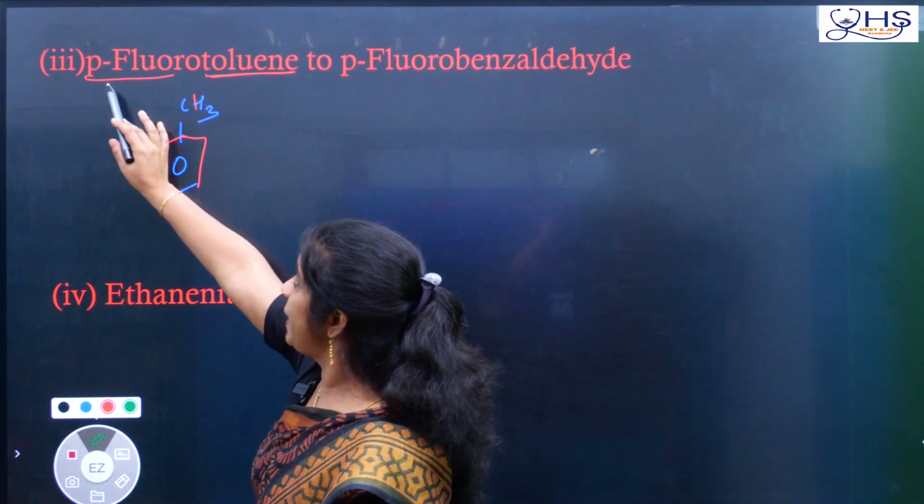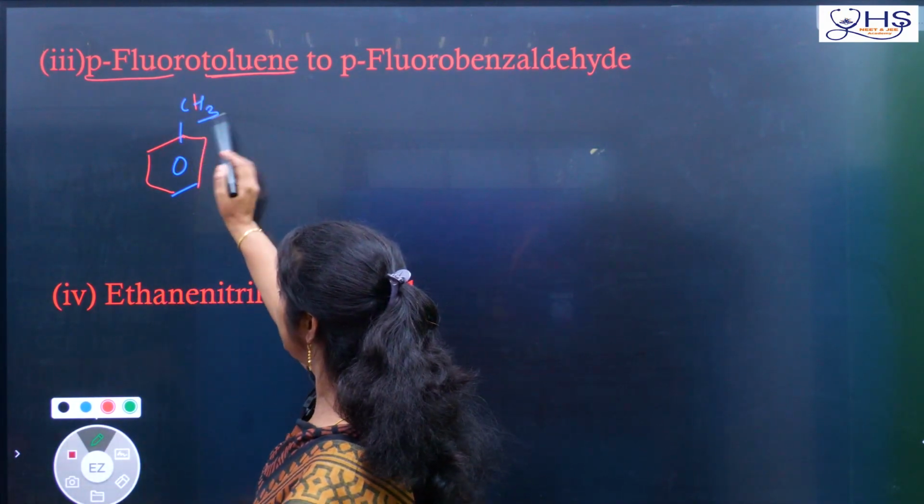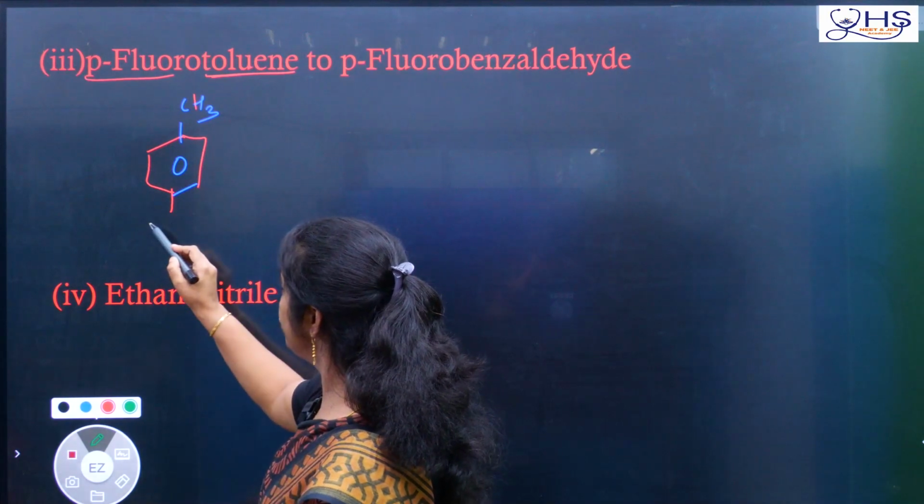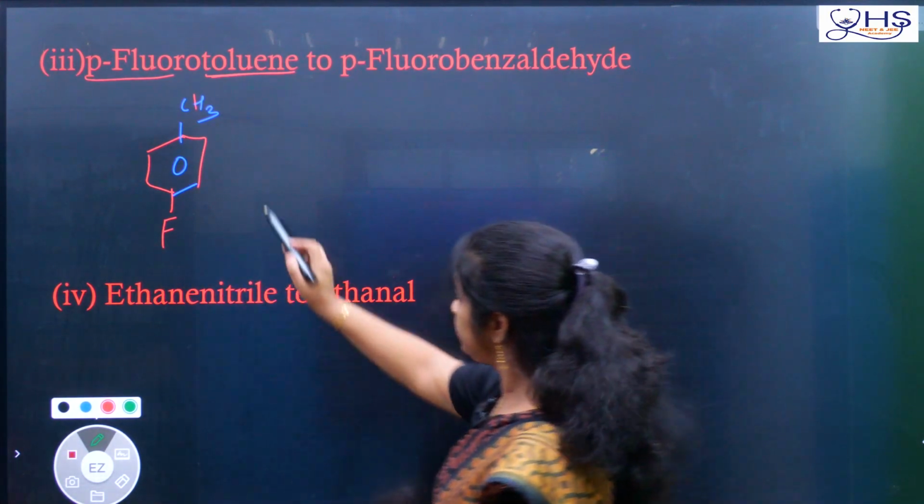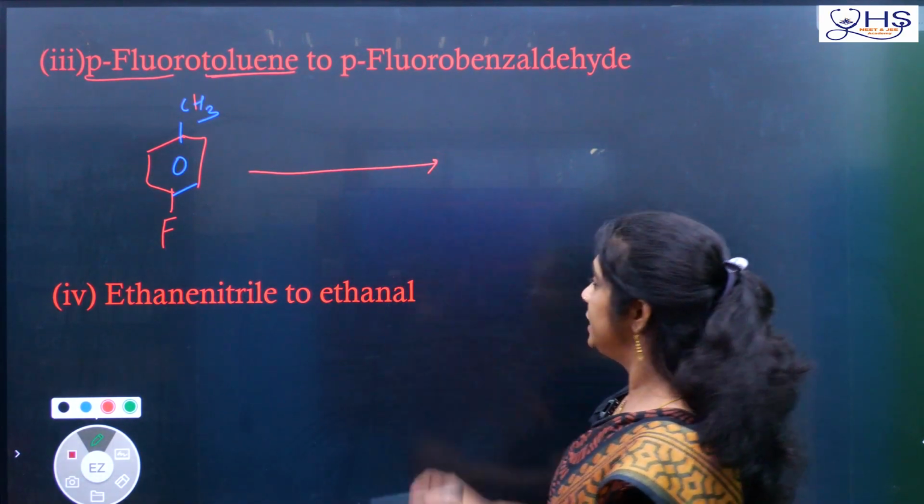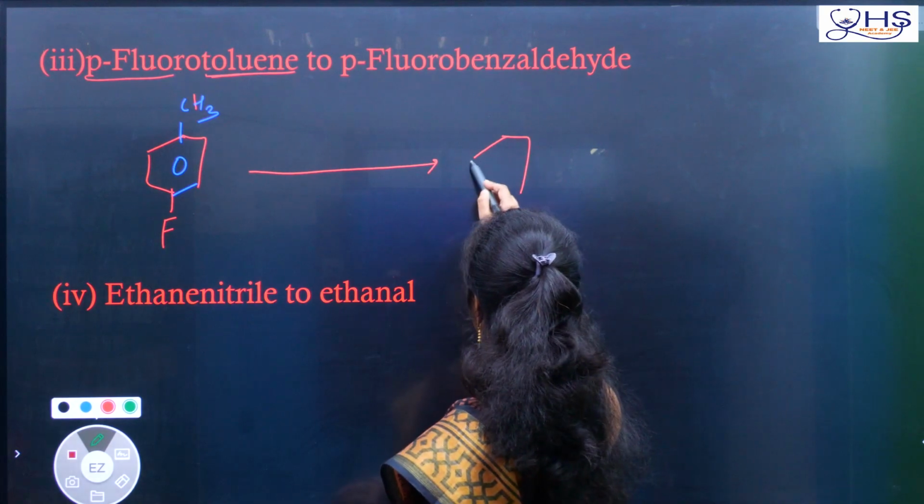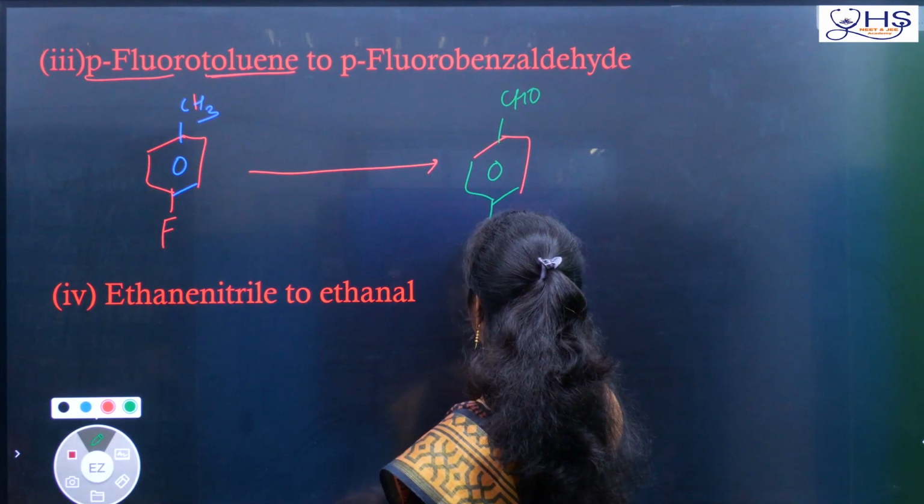And now what is this parafluoro? Para means opposite position. The opposite position of the CH3 is the para position. Which group? Fluorine. So this is parafluorotoluene. Two, put an arrow mark. What is this? Parafluorobenzaldehyde. That means benzaldehyde is a benzene ring and CHO, and at the para position you have fluoro.